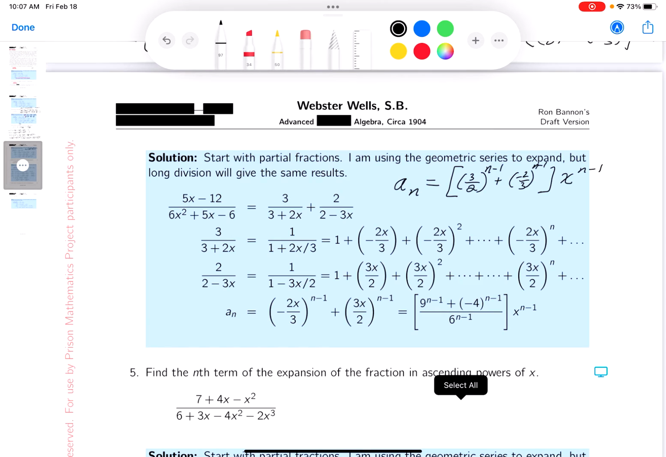But before I do that, I want to claim I see this as an answer. Let me tell you where I see this. Well, not really, but I kind of see it partially. They didn't pull the x out yet, but I do see this over here. What am I seeing? Minus 2/3 to the n minus 1. I see that. I see 3/2 to the n minus 1. And if you factor the x to the n minus 1 out, I see that too.